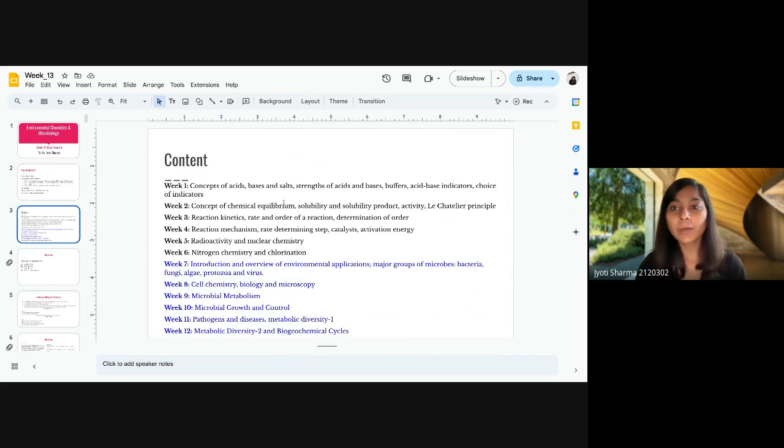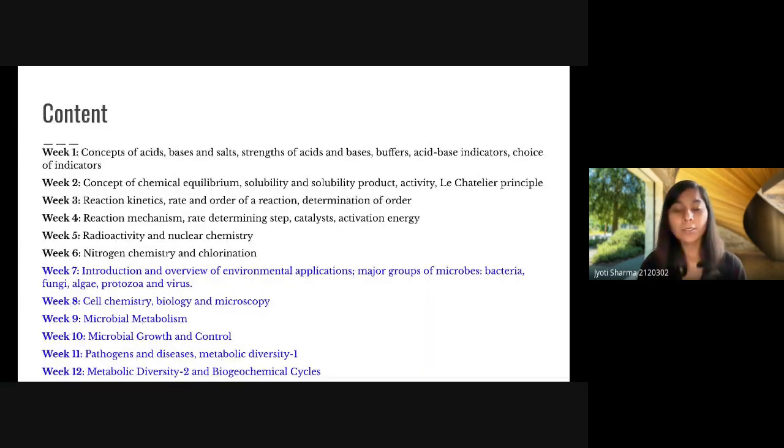So I show you here what we already have covered. From week one, I have 2 or 3 questions on acid and base, and then we will come to chemical equilibrium and so on. So I have 2 or 3 questions from each week, and this is how we will try to understand whatever we have learned till now.